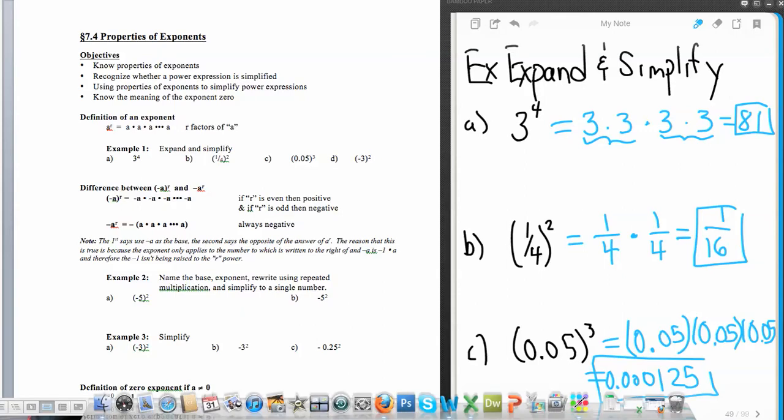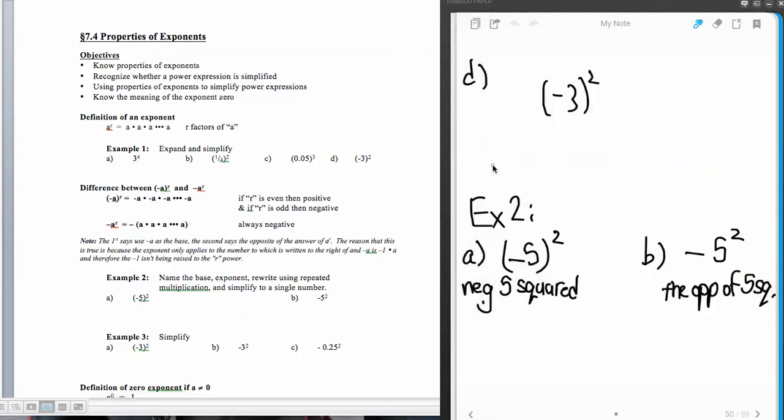All right, now moving on to our next thing, we need to know the difference between... oops, I missed one, sorry. -3 squared is a -3 times a -3. And a negative times a negative is a positive, and 3 times 3 is 9.